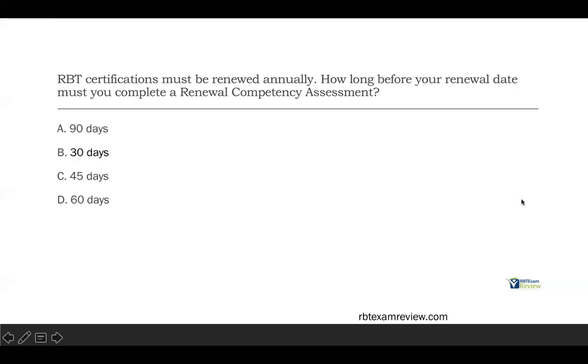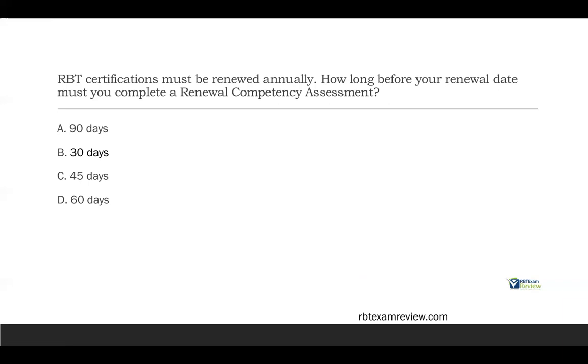All right, just a general question. RBT certifications must be renewed annually. How long before your renewal date must you complete a renewal competency assessment? So you have to take an initial competency assessment before you become an RBT. And then every year after that, you must take another renewal just to ensure that you're staying up on RBT skills and competency. So how long before your renewal date, which is every year, must you complete that assessment? 90 days, 30 days, 45 days, or 60 days?